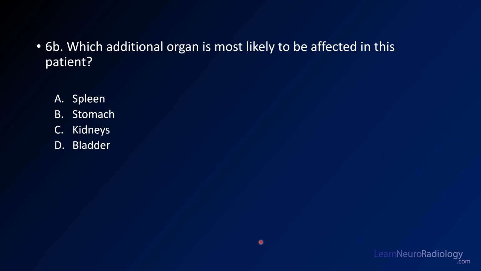6b, your question is what additional organ is most likely to be affected in this patient? Again, a little bit of a second order question. You have to think, is this a tumor potentially related to a syndrome? And if so, which of these other organs might be affected?